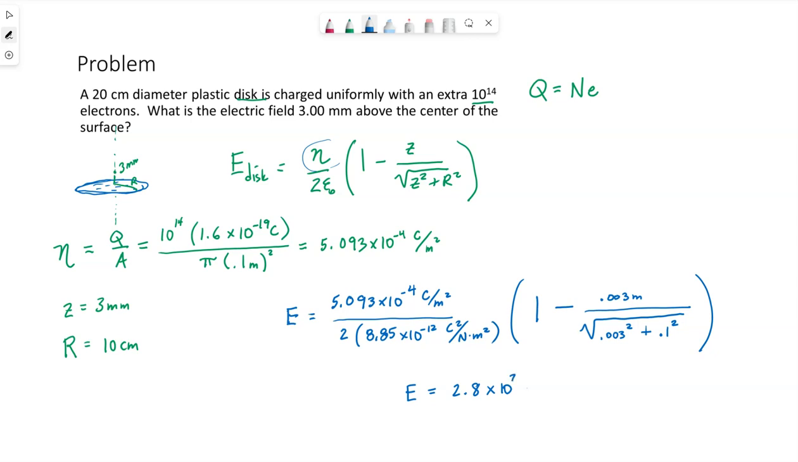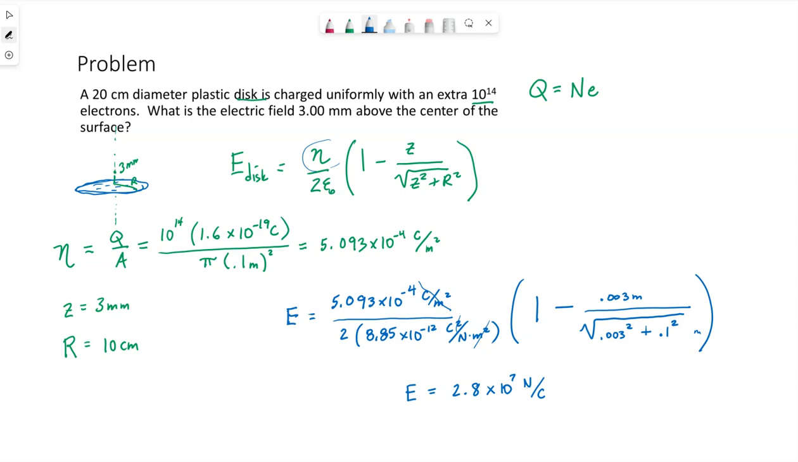The units will be newtons per coulomb. The coulomb and meter squared in the numerator cancel with one of the coulombs, and then the meter squared in the denominator. The units inside the parentheses, well, there are no units inside the parentheses because the meters up here cancel with the meters that this denominator would have in the parentheses. So this is the magnitude of the electric field.